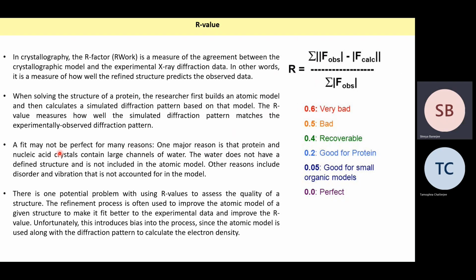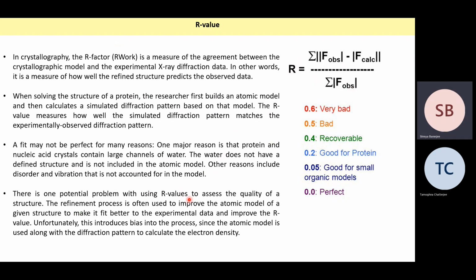One can be that the protein and nucleic acid crystals contain large channels of water. Water is very mobile and it does not have a specific structure. So if there are a large number of water molecules, the model can have a lot of dynamism, which will cause us to incorrectly predict the model. And so the R factor will increase.